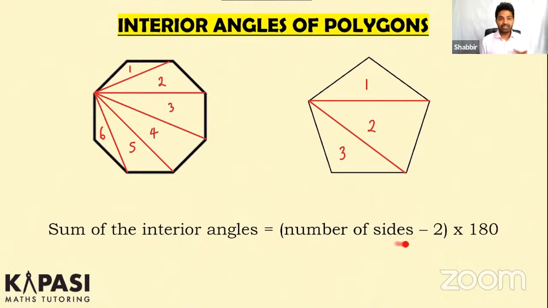And that's why we take away 2, because there are 2 fewer triangles in a shape than there are its number of sides. So we take away 2, and that tells us how many triangles there are in the shape. Then we multiply it by 180, because, of course, there are 180 degrees in a triangle. And this tells us what the interior angles will all add up to make, the total. So important.